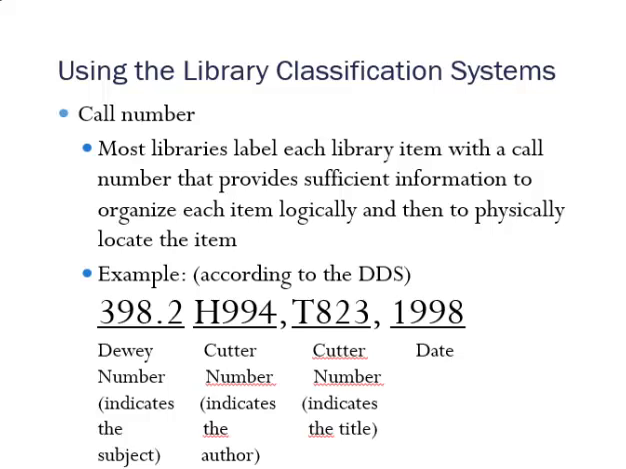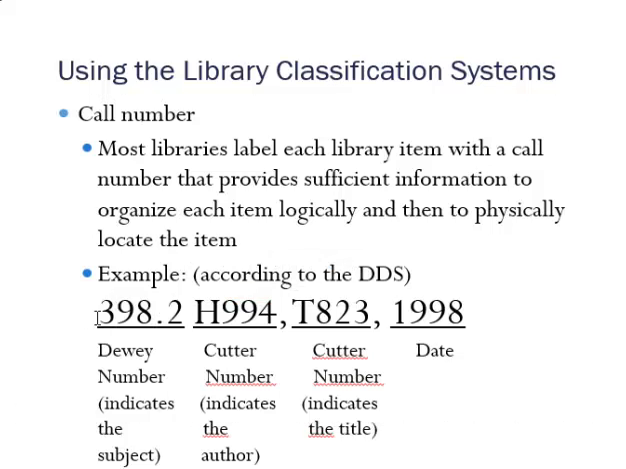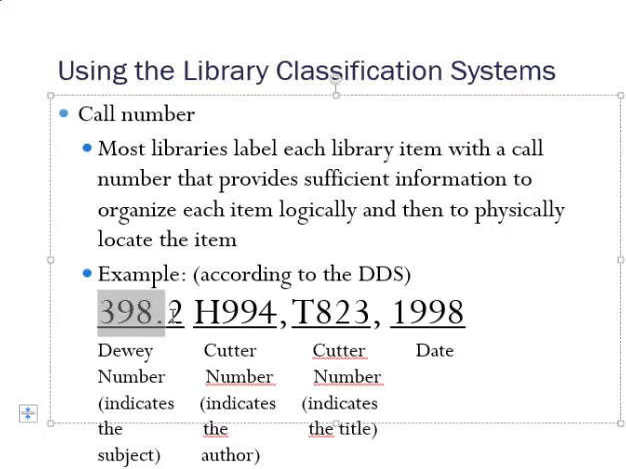And the way you find an actual book is through the entire call number. Each book will have its own call number. Now, it could be the call number in the Dewey Decimal System. This is an example of a Dewey number, the 398. Remember, it's a number between 1 and 1,000.